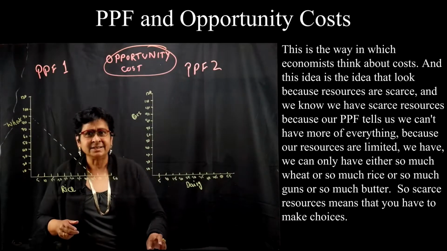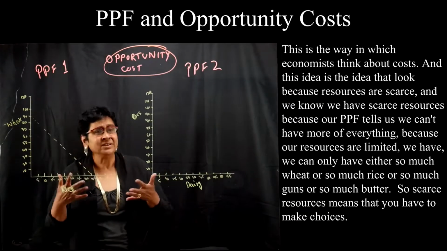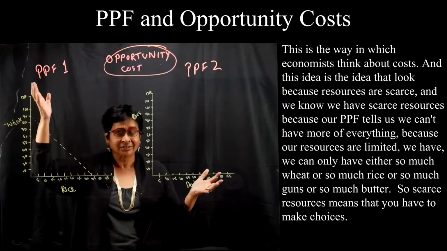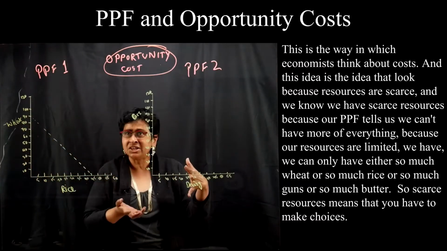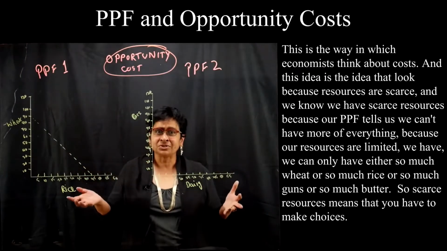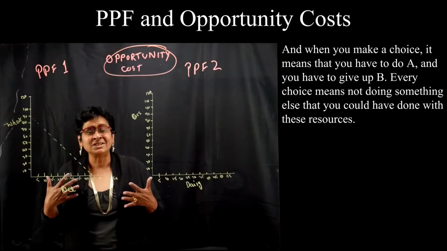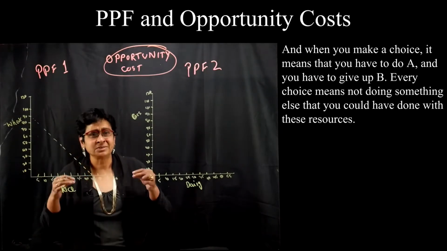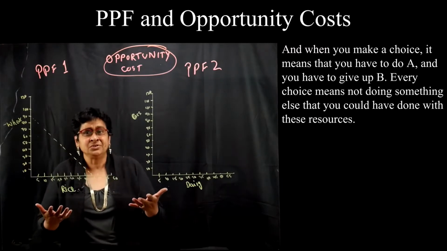This is the way in which economists think about costs. And this idea is the idea that, look, because resources are scarce, and we know we have scarce resources because our PPF tells us we can't have more of everything, because our resources are limited, we can only have so much wheat or so much rice or so much guns or so much butter. So scarce resources means that you have to make choices. And when you make a choice, it means that you have to do A and you have to give up B.